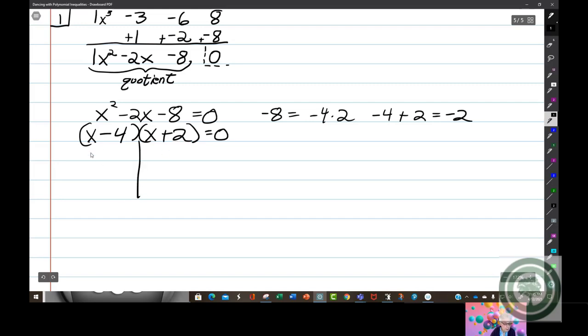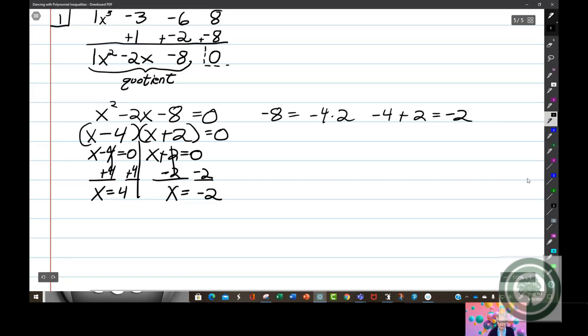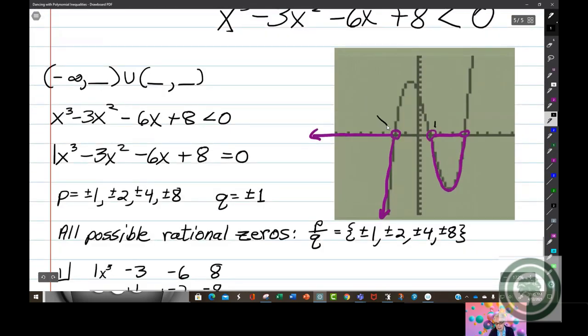And then we solve each of these for x. Add 4, add 4. x equals 4. And what do you know? Minus 2, minus 2. x equals negative 2, which means this time my guess was correct. That's negative 2, this is 1, and this is 4. That's the problem with guesses. You never know when you're going to guess right and when you're going to guess wrong.